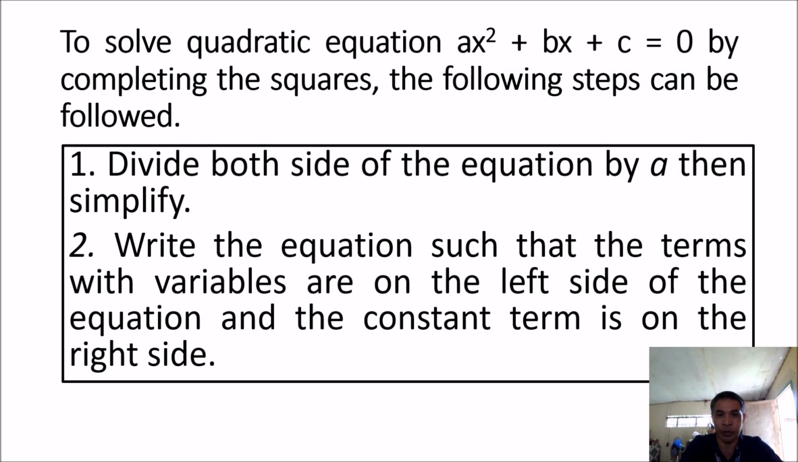To solve quadratic equations ax squared plus bx plus c equals 0 by completing the squares, the following steps can be followed. First, divide both sides of the equation by a, then simplify. Second, write the equation such that the terms with variables are on the left side of the equation and the constant term is on the right side.